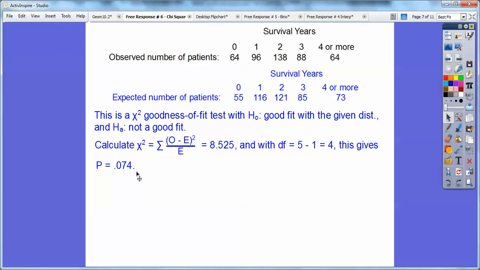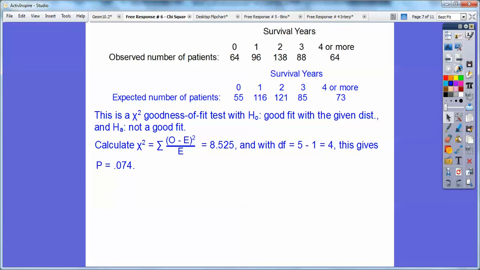Now in my old textbook, which is 15 years old, I don't get that exact 0.074. I'm looking at my textbook right now, going down to my degrees of freedom of 4, and looking for this 8.525. In my book it goes from 7.78 to 9.49, and that's right in there. So if I go up to the top, it's in between 10 and 5%, and this is 7%.